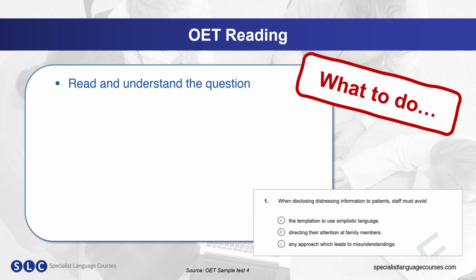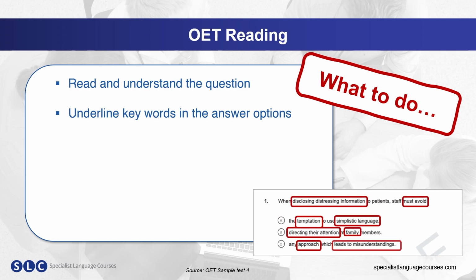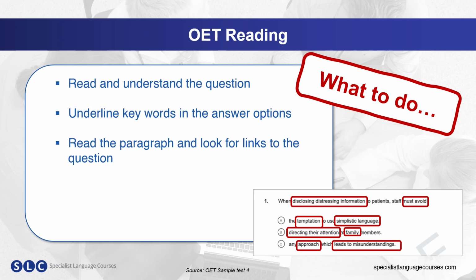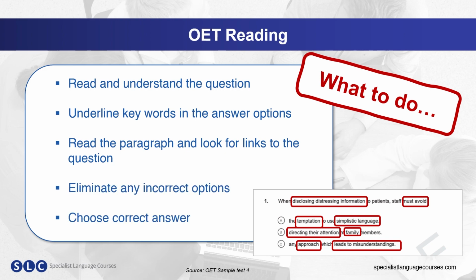First, read and understand the questions, then underline keywords in the answer options, noticing the differences between them. Read the paragraph and look for links, and eliminate any incorrect options and choose the answer which you think fits best. However, it might be better for you to read the paragraph first so that you're not distracted by the options. So try both strategies and see which works best for you.